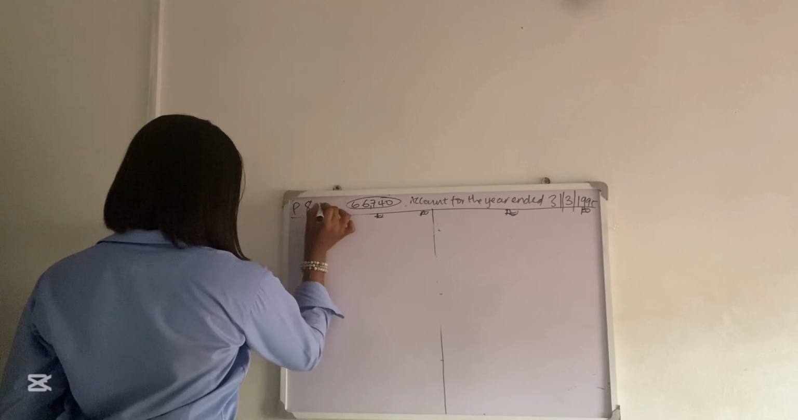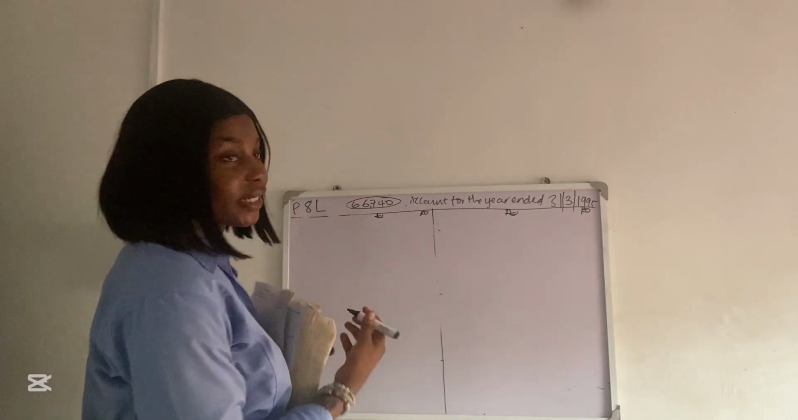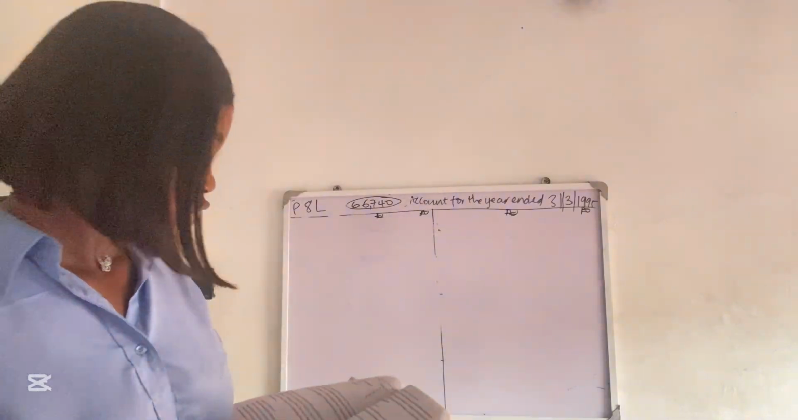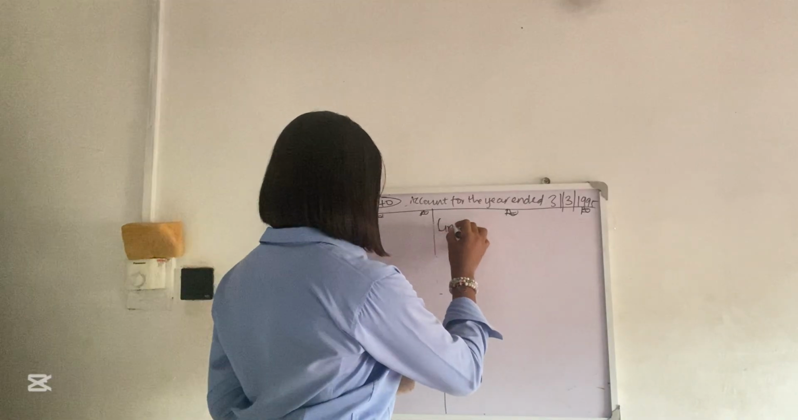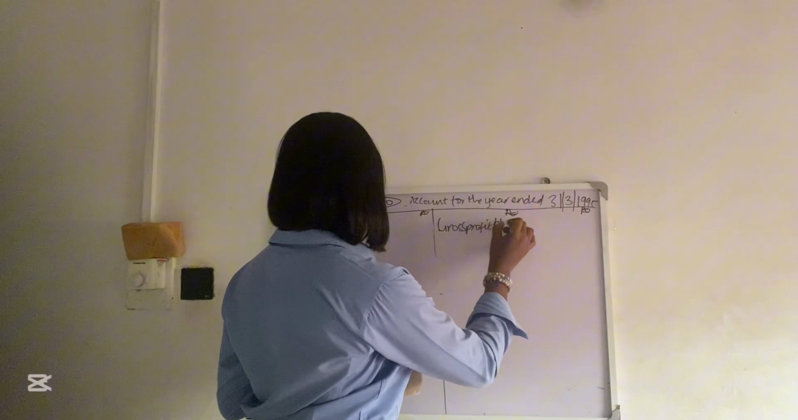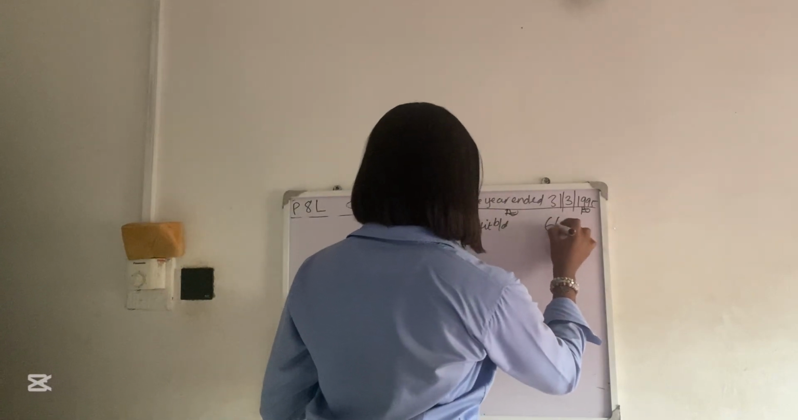Let's clean the rest. P and L account. Let me just write P and L. P and L account is profit and loss account. I'm just shortening it because of space. So let's quickly bring down our gross profit. Now gross profit brought down 66,740. See it here.